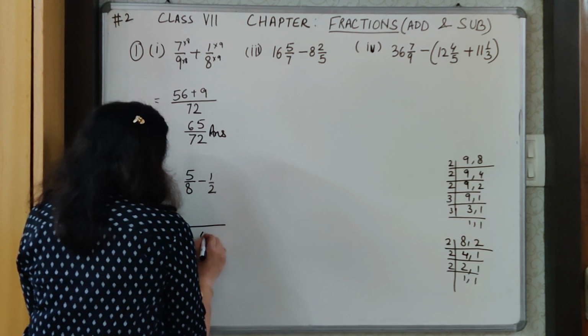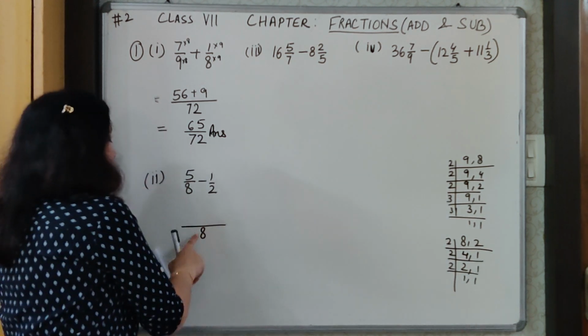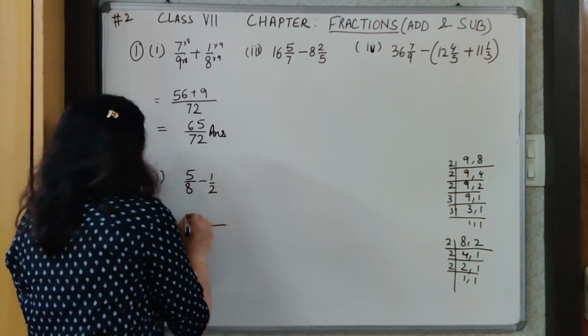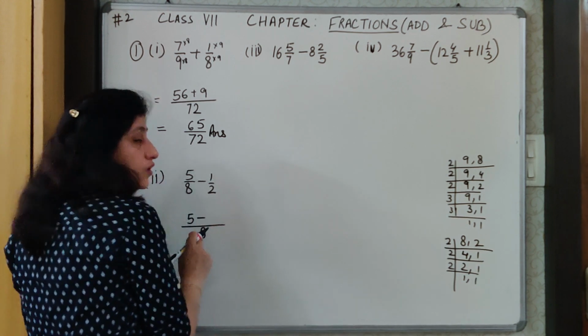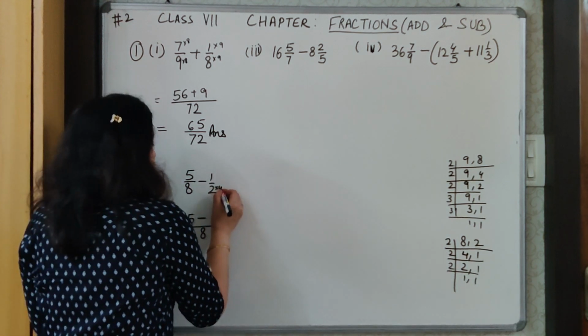I write 8 as the denominator and now this is 8, this is 8. So already the fraction is similar. It is a like fraction. So here I will have 5 minus 2 has to be converted to 8. It means multiplied by 4.